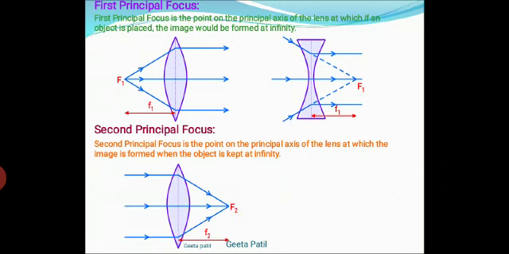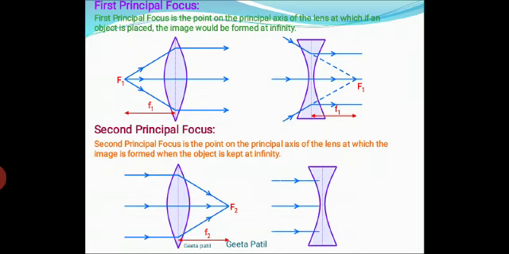In case of convex lens, when the object is placed at infinity, the rays coming from that object which are parallel to the principal axis are known as paraxial rays. After refraction, these paraxial rays meet at point F2, which is known as second principal focus. Let F2 be the second focal length.